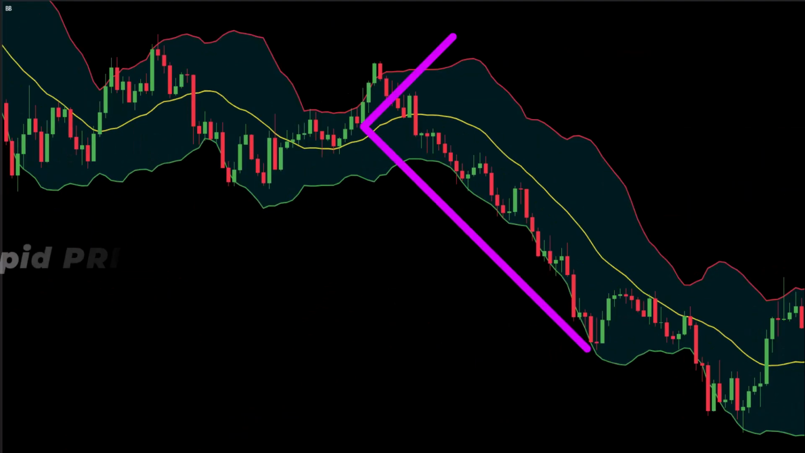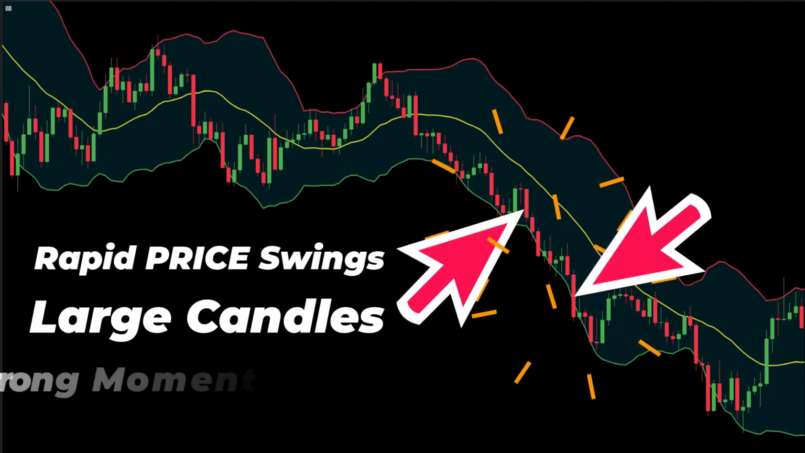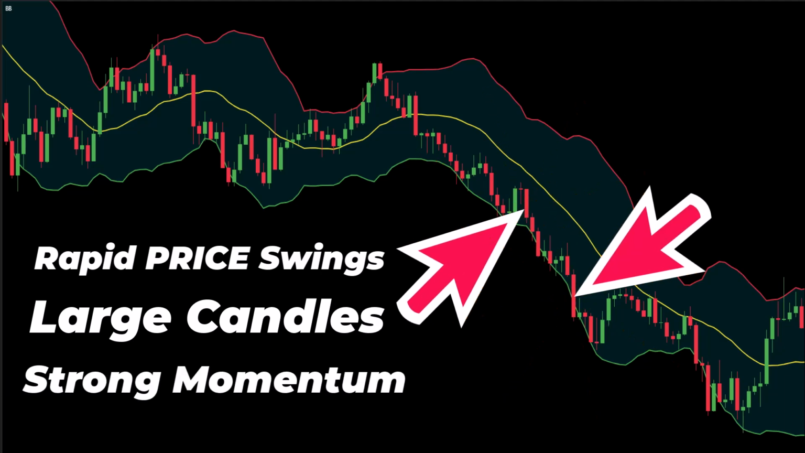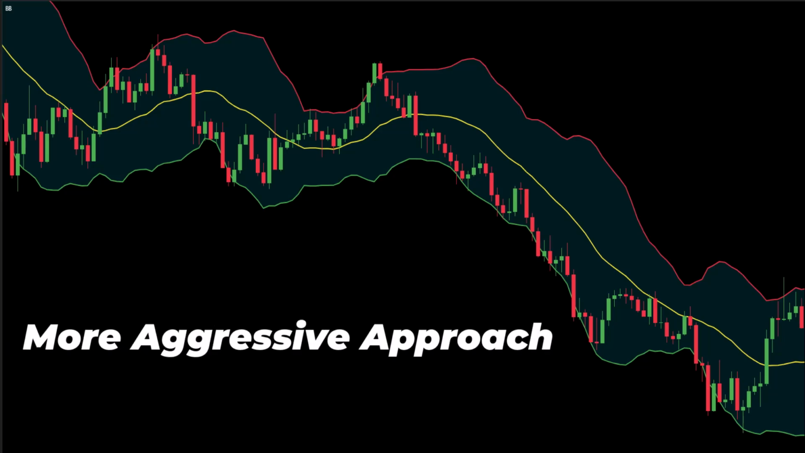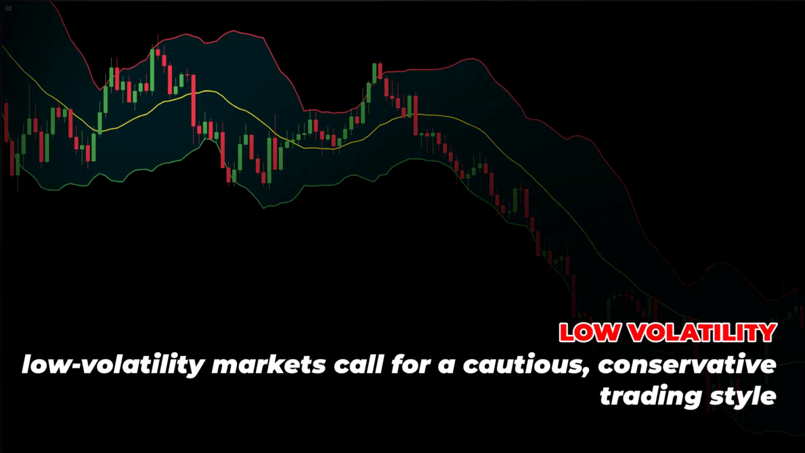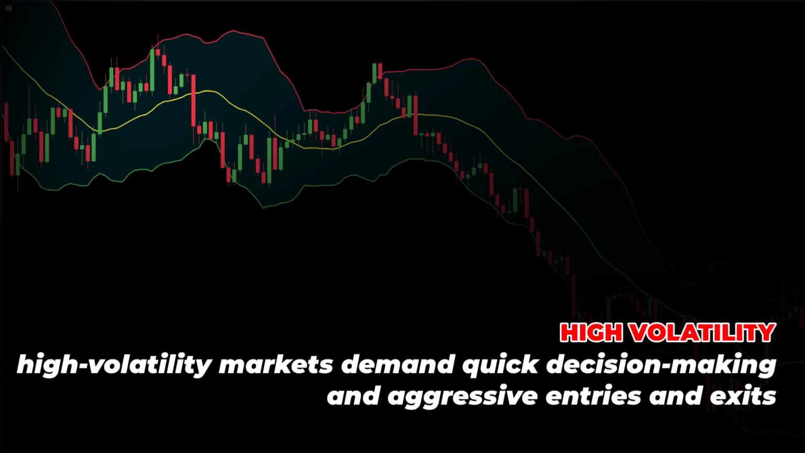On the other hand, high volatility environments are marked by rapid price swings, large candles, and strong momentum. These conditions are often seen in trending markets, where price moves quickly in one direction. While trading in high volatility markets can be easier, it requires a more aggressive approach, as price can change direction suddenly. In short, low volatility markets call for a cautious, conservative trading style, while high volatility markets demand quick decision-making and aggressive entries and exits. Understanding these differences can help you adapt your trading strategy to current market conditions.